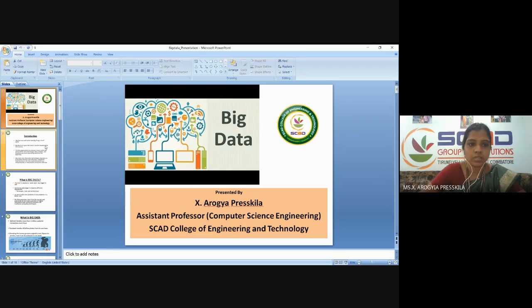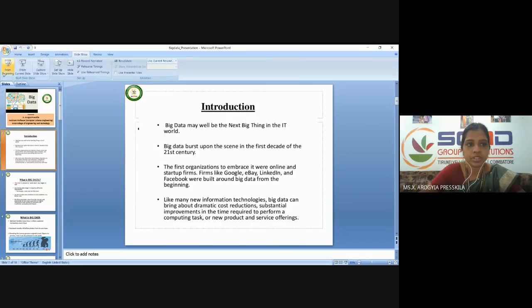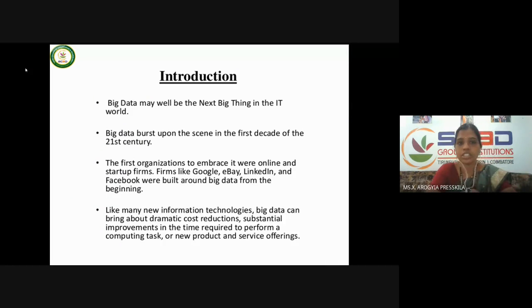So here, before telling something about big data, let me give the introduction. Why are we moving to big data? The recent trend is big data, because nowadays we are sharing so many data, and whenever you want to share data, it has to be stored in some places. In the IT world, big data will be the next big thing. So what is big data, and why are we moving to it?